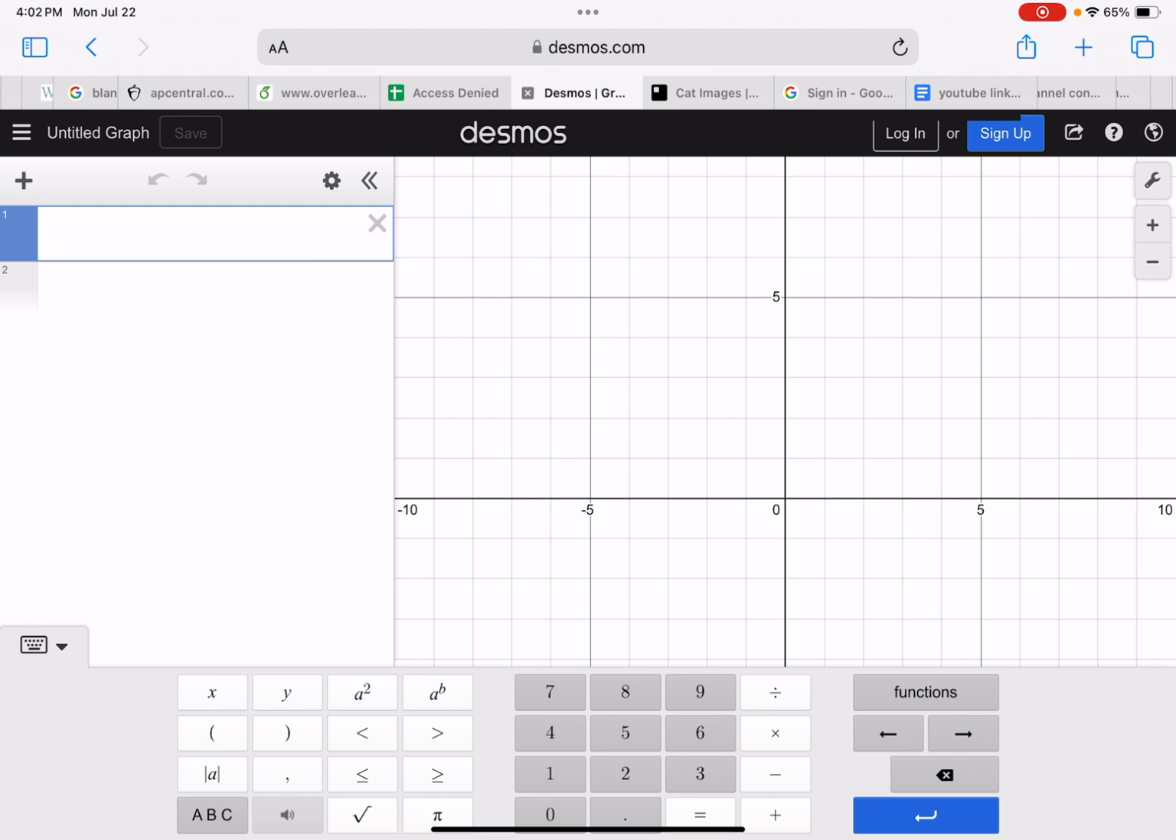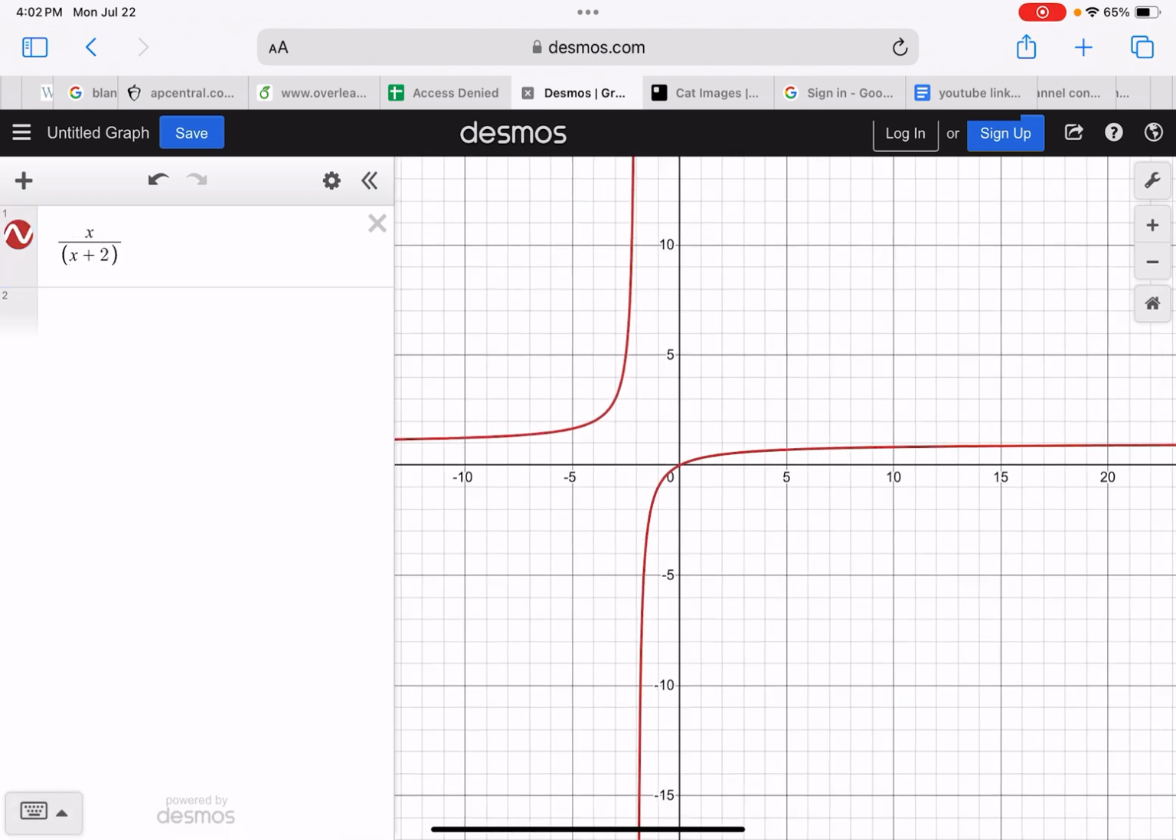It was x over x plus 2. Right? At x equals -2, something weird's going on, and it's a vertical asymptote. It's so fundamentally weird that we can't fix it.